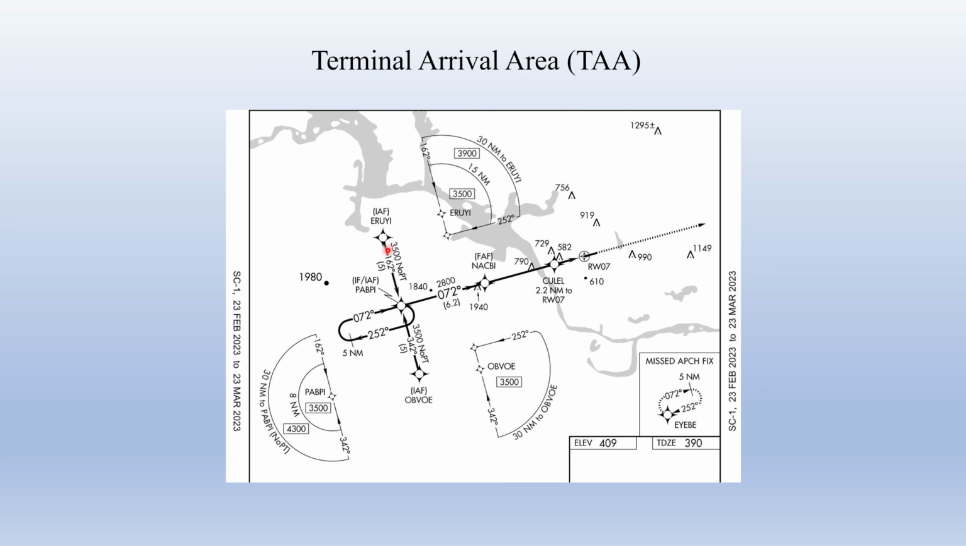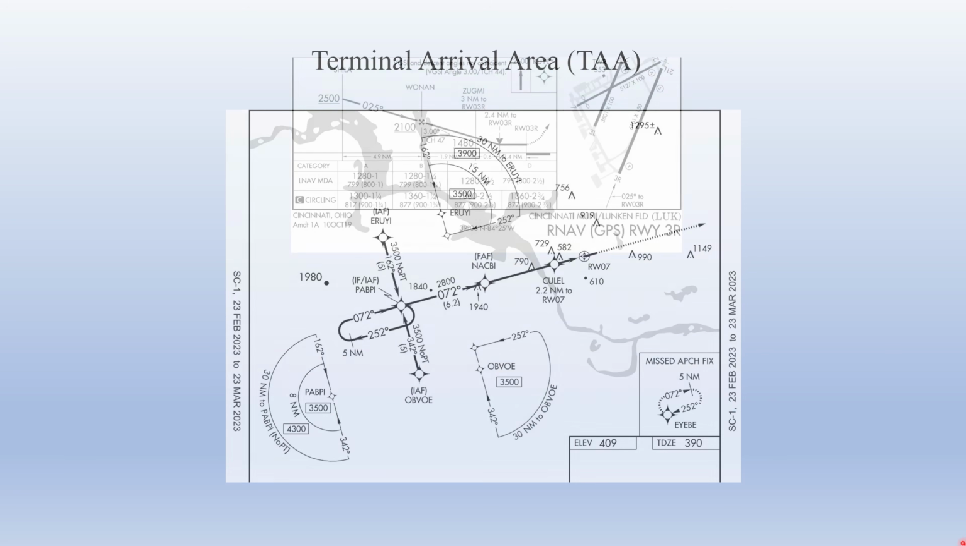Once we hit Irui, we'll turn in, and it says no procedure turn on this initial segment here. So once we turn at Irui, we'll track this course inbound to PAB-B. We maintain 3,500 feet there. Once we hit PAB-B, we can turn inbound towards NACB, which is our final approach fix. On this segment, we are cleared for the approach, so we can descend on down to 2,800 feet. And then once we hit NACB, we can either intercept the glide path or descend to our MDA from that point. So that is a brief overview of how terminal arrival areas work.